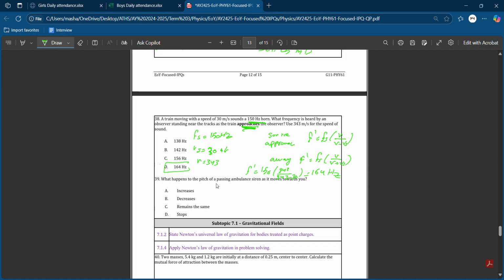What happens to the pitch of the sound as the train passes by? It's moving towards you, so the pitch will increase. Okay, and that's it for this topic. Thank you.